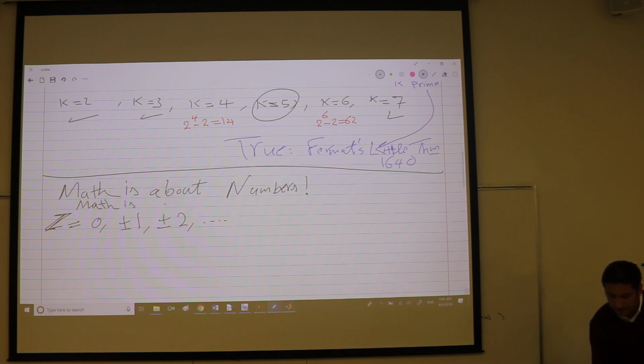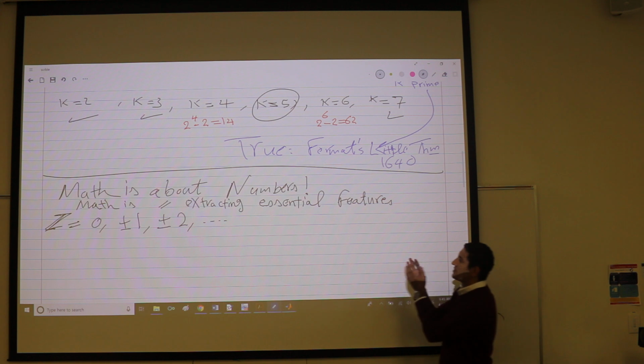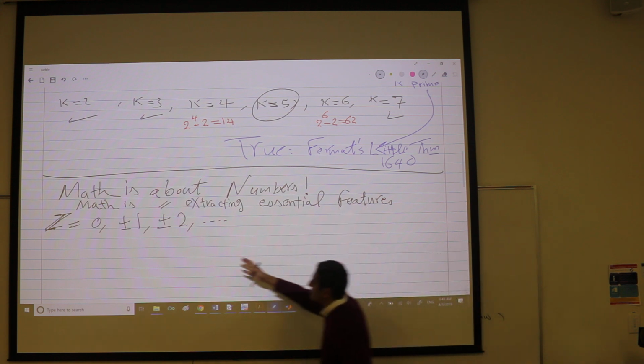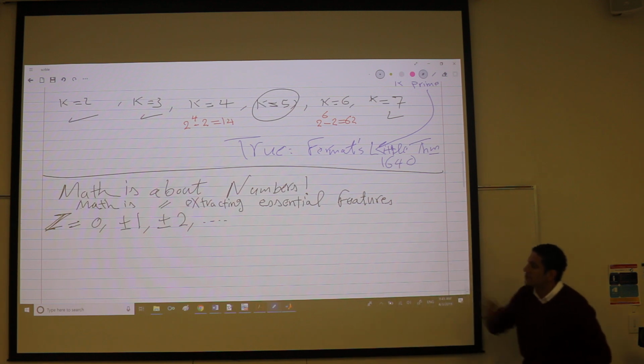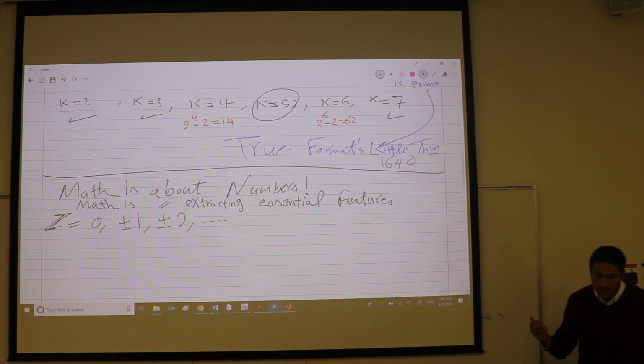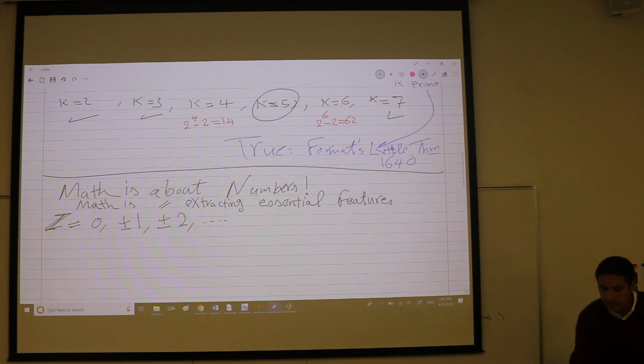Math is about extracting the essential features of the objects. We don't think of applications, we think of what the essential features are. So if we start with the integers, what are the essential features, the intrinsic features? Why are numbers special? What is special about them? So what's special about the integers?